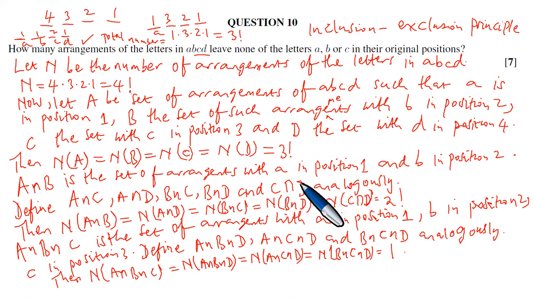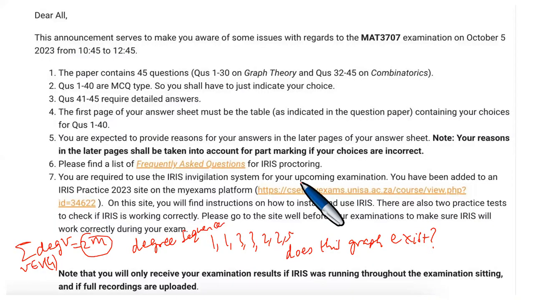But some of the multiple choice might be long. Some of the multiple choice might not be something where you can just read the question and get the answer without working it out. That is why it says your reasons in the last pages shall be taken into account for part marking if your choices are incorrect, because graph theory comes with some steps and reasons.